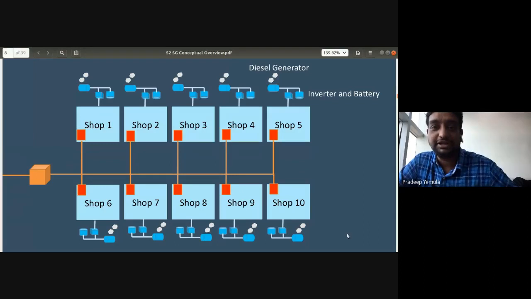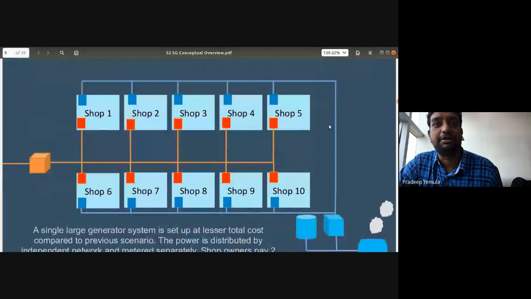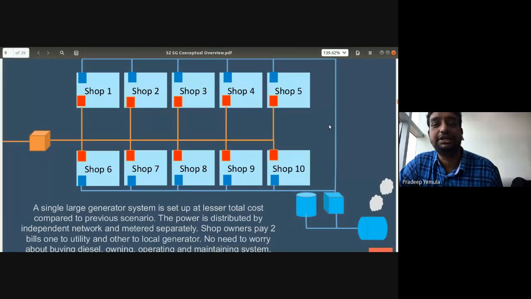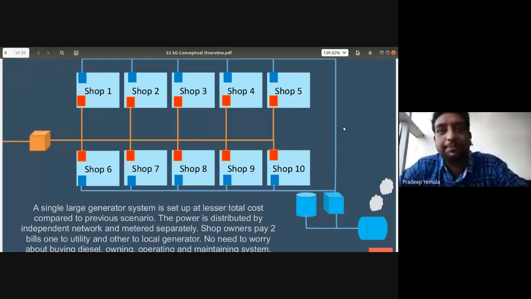But now here, each one is purchasing their own generator. Each one is purchasing their own diesel and operating their own. So there will be another problem now. See, what we are doing now is like this. So I just go to scenario number 3. We have a large generator, and that large generator is supplying power to all the shops.